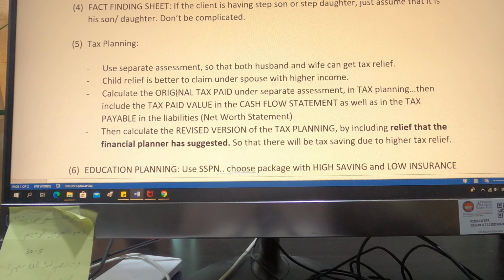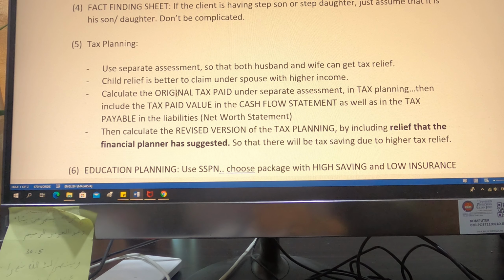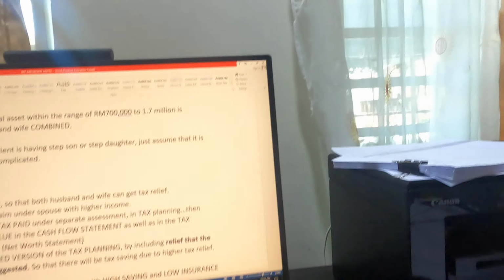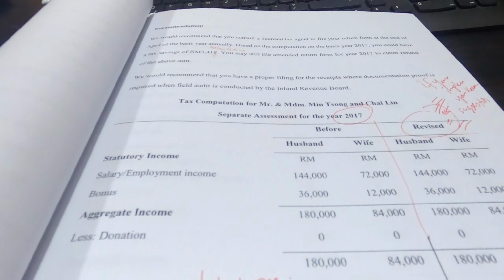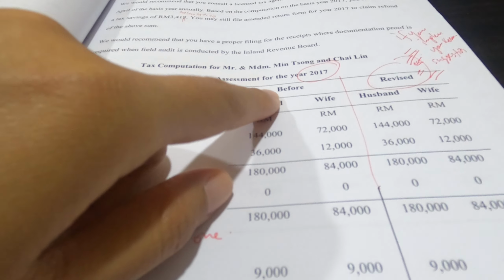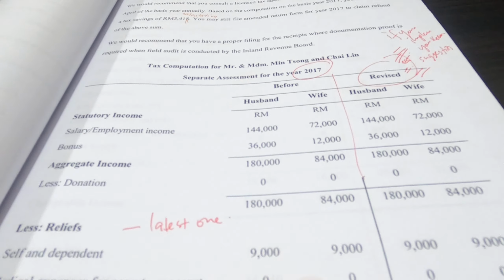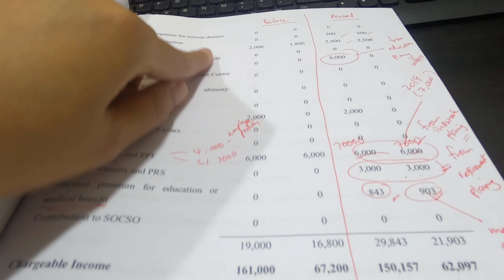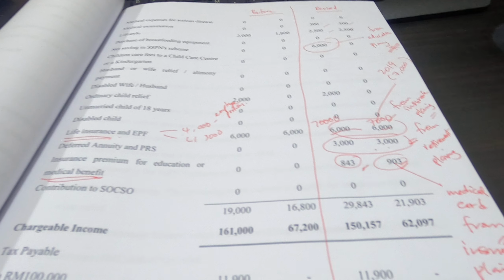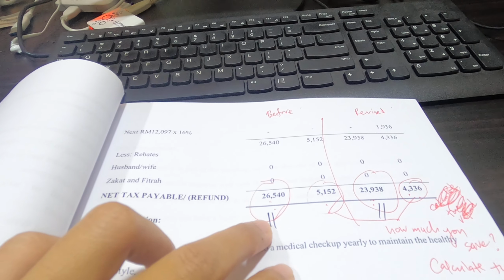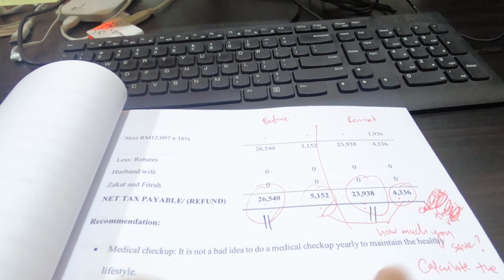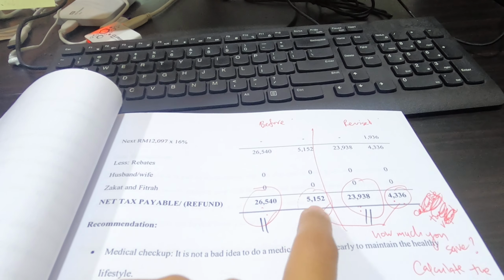Alright, so in the tax planning, you will have to calculate the original tax paid as well as the revised tax paid. And this is something I didn't explain to you in tax planning before. So this is the statement on the tax planning, where you have the tax planning before and revised. And then this is a separate assessment. This is the example that I showed you before, and after that you come up with the tax payable for, this is for husband original, this is for wife original. This is the revised one.